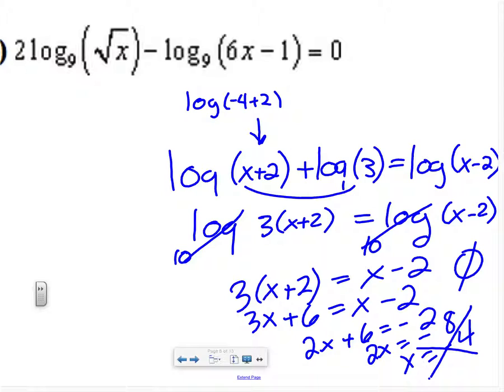So just put in your brain that when I work with log equations, I go back and check my answers and make sure I'm not taking logs of negative numbers. You've got to check the logs. The exponents are great, don't worry about those. Logs you've got to check.